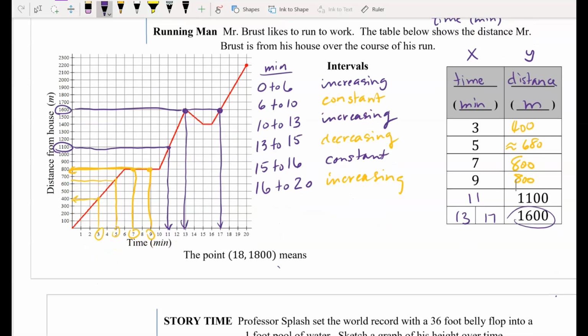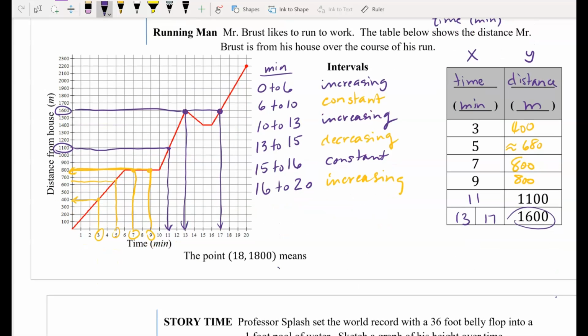So now let's answer this final question. We want to know what the point 18, 1800 means. This is an ordered pair. The 18 is x, and the 1800 is y. So we can use our units to help us come up with a sentence to describe this. Remember that the 18 represents time in minutes, and the 1800 represents the distance from his house in meters. So let's write a sentence using those units.